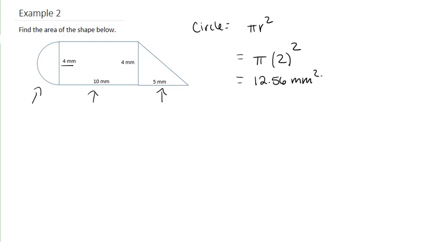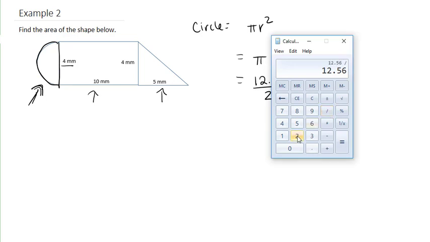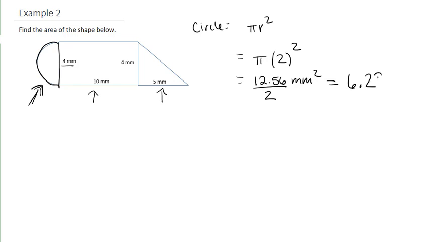This is millimeters squared. Now, 12.56 is the area of a full circle. What we have, though, is just half a circle. So what we need to do is then divide by 2. And this gets us to 6.28 millimeters squared. So area of half circle.